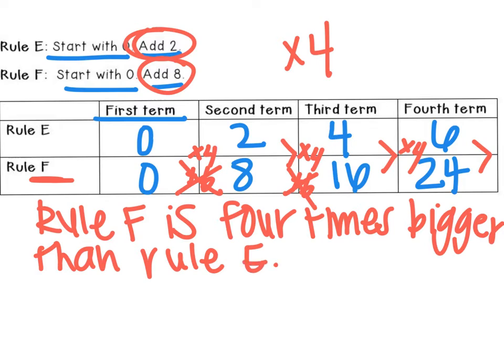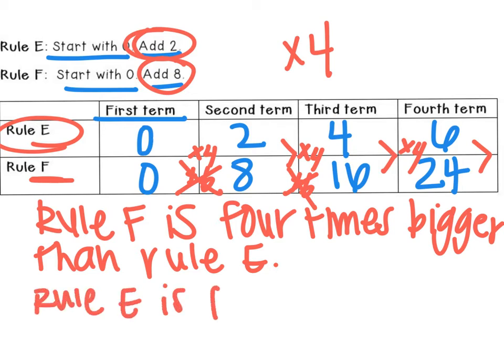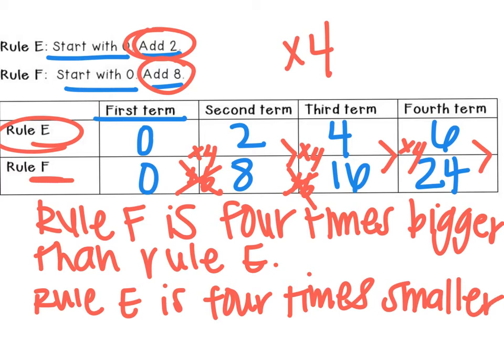I could also write the opposite, right? Rule E is the smaller one. It's 4 times smaller than whatever rule F is. So I could write rule E is 4 times smaller than rule F. And either would be correct.